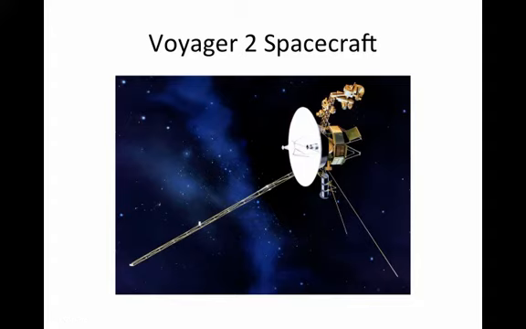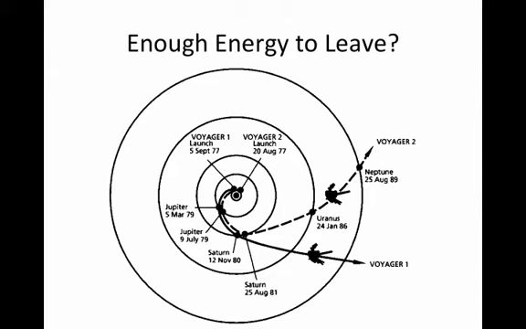Now, it's going to take 400,000 years to get to the next star, which is another story, but it is a pretty significant accomplishment. So we wanted to make certain that when Voyager 2 started on its path, it had enough energy so that it could leave the solar system.